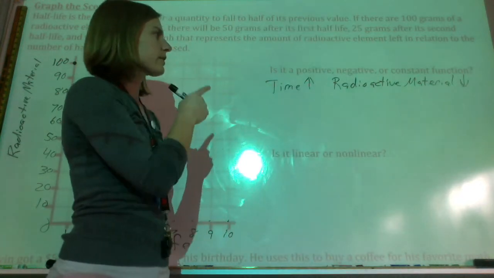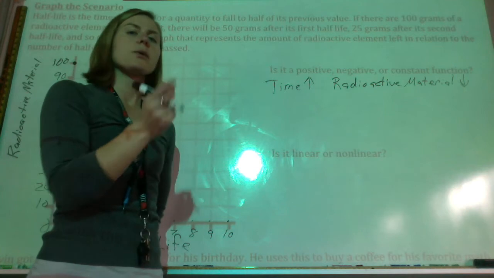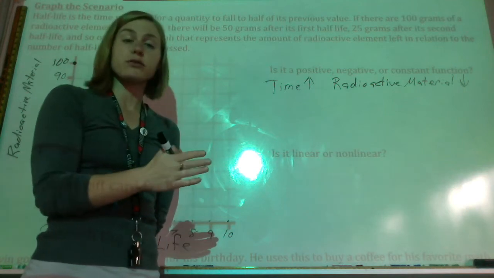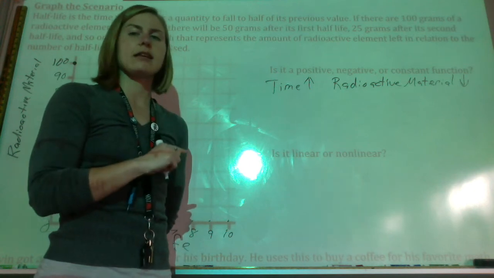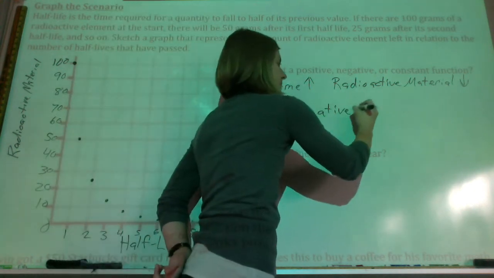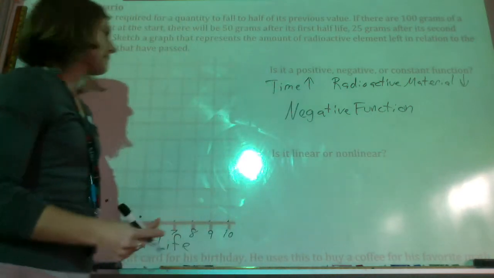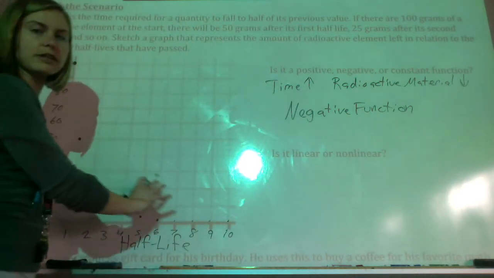So if we're trying to figure out if this is positive, negative, or constant, we can look back at those things that we just wrote. If one is going up and one is going down, that's a negative function, which should make sense. The amount of radioactive material is decreasing.